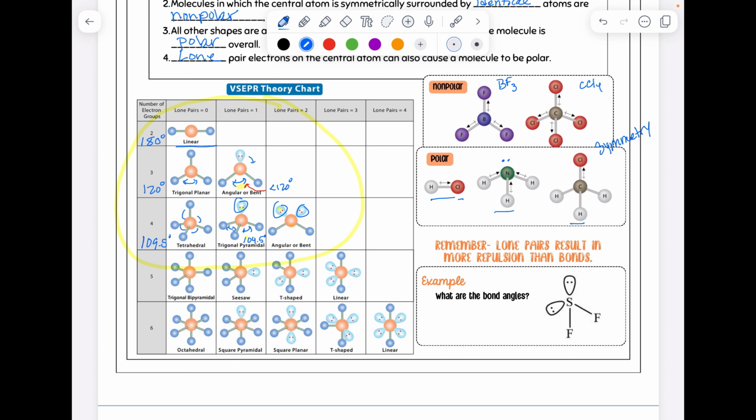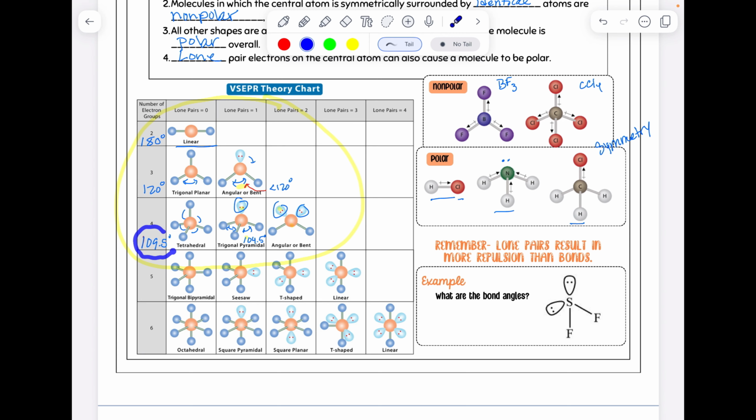So here it says, example: what are the bond angles on this molecule? First thing we're going to see is how many elements are attached to sulfur. I've got 1, 2, 3, 4. So the number of electron groups is 4, and we also include the atoms. I see that I have 2 lone pairs and 2 fluorines. So I'm here at angular or bent. You're going to need to know that that's an angular or bent molecule.